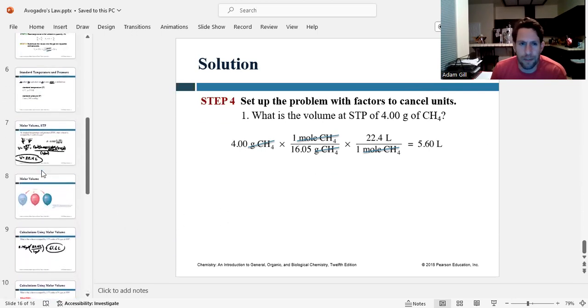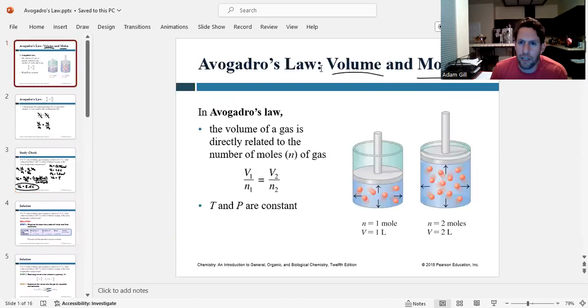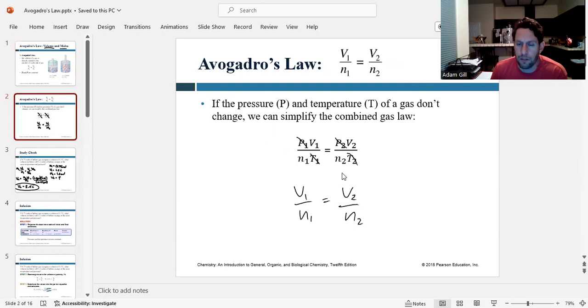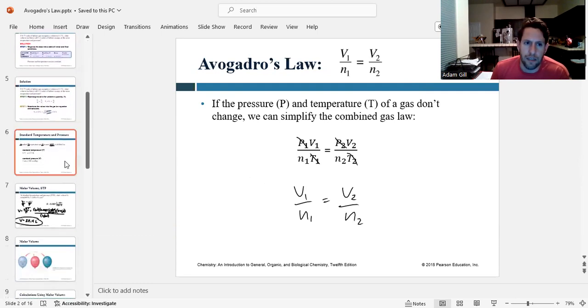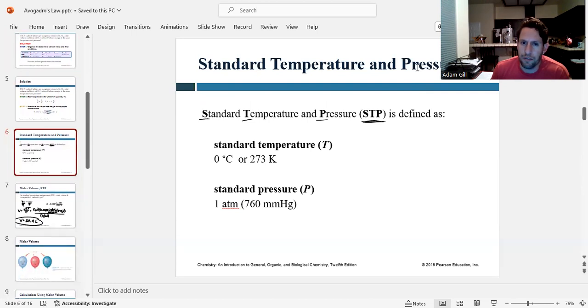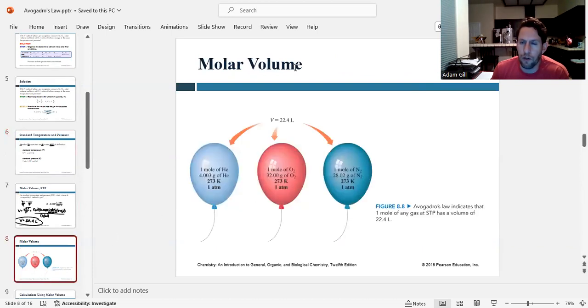So to recap once again, Avogadro's law compares volume and moles. Starting from the combined gas law, we can simplify our expression if pressure and temperature don't change to V1 over N1 equals V2 over N2. And standard temperature and pressure are defined as 0 degrees Celsius and 1 atmosphere. And the molar volume at STP is 22.4 liters.